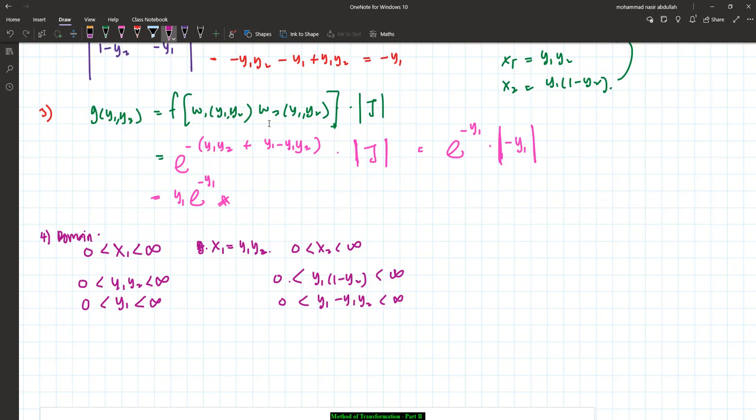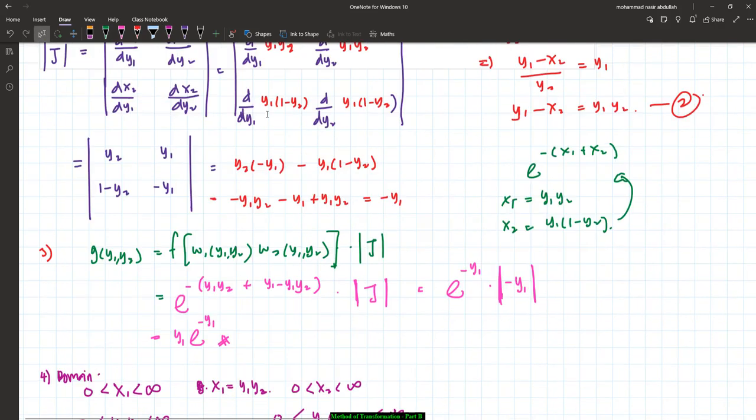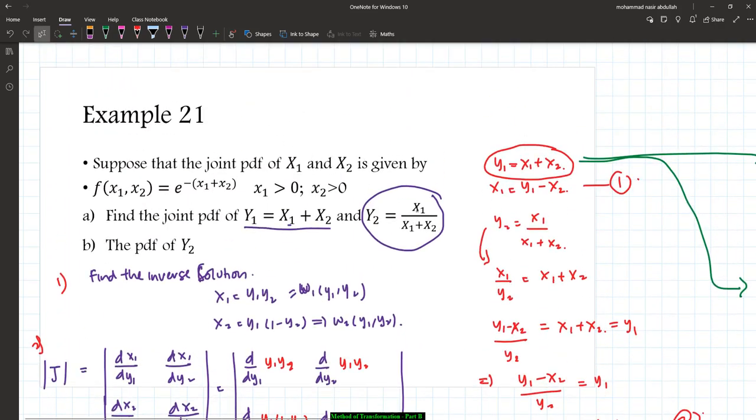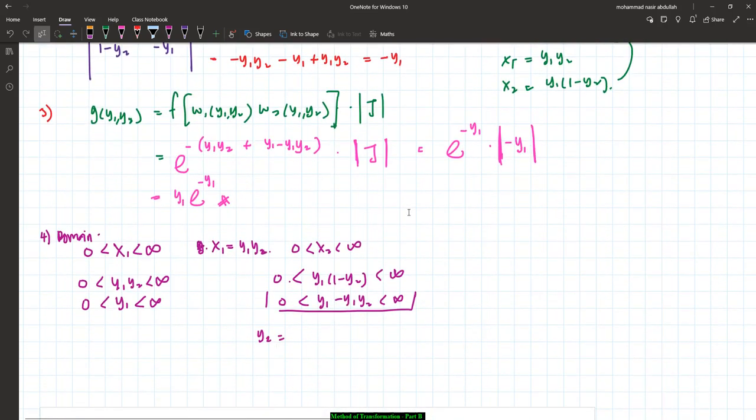So when you have a very hard solution domain here, why not look at the original formula, the original random variable, which is x1 divided by x1 plus x2? So let's say x1 is equal to 0, then y1 is also equal to 0, right? Correct?